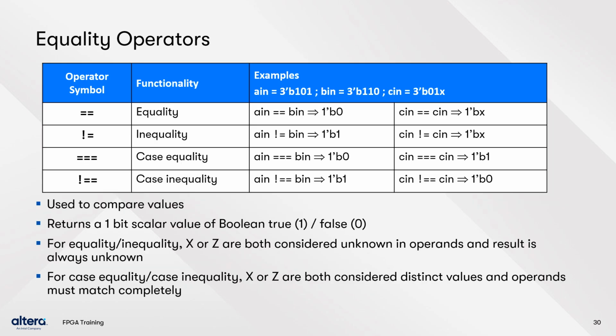Like relational operators, equality operators are also used to compare values. They return a one bit true or false value. Verilog HDL supports four equality operators: equality, inequality, case equality, and case inequality. There is often confusion between equality and case equality. The equality operators only support the known values 1 and 0. So if there are x or z's in your operand, results will be unknown. Case equality supports comparison of all values. X and z's are considered distinct values and must be matched exactly. Case equality is often used in simulation environments.